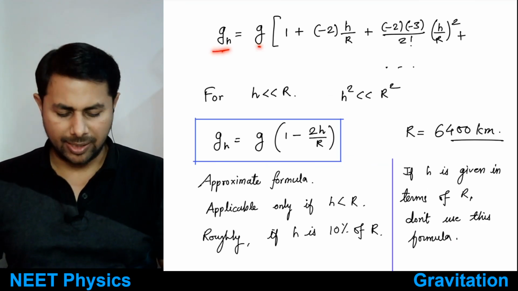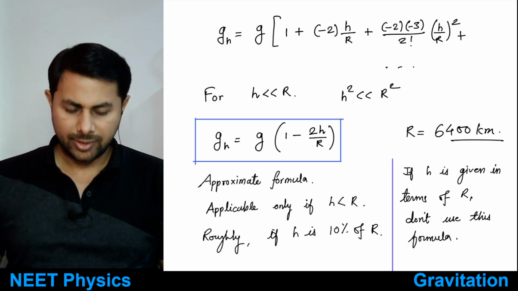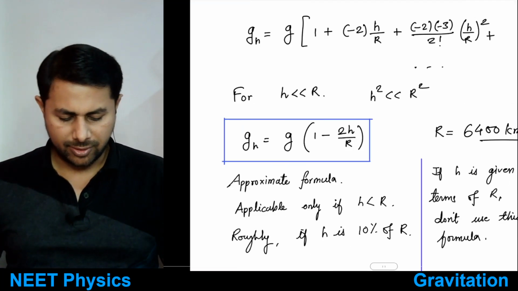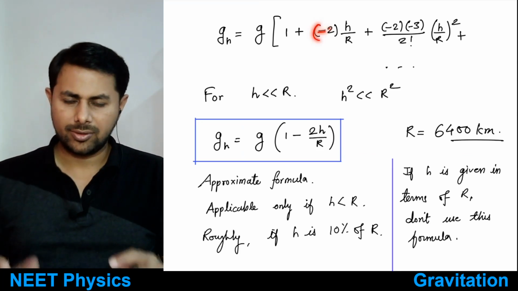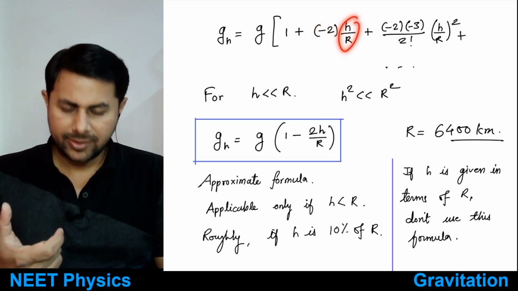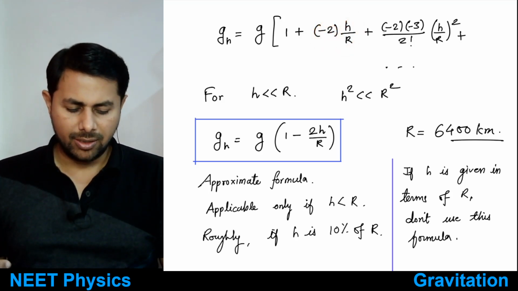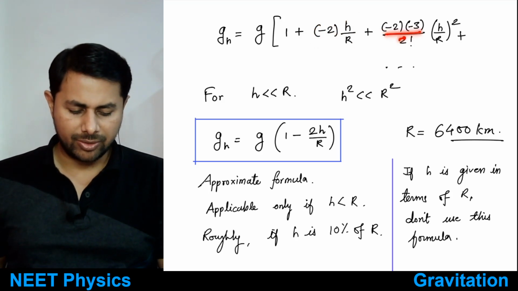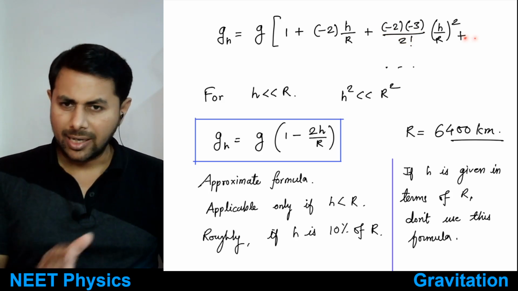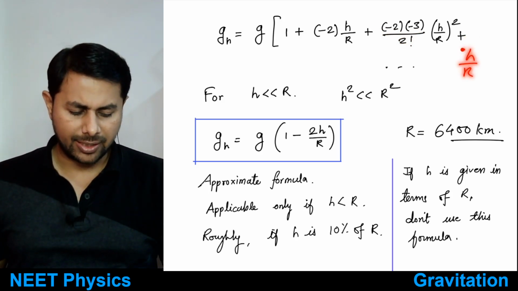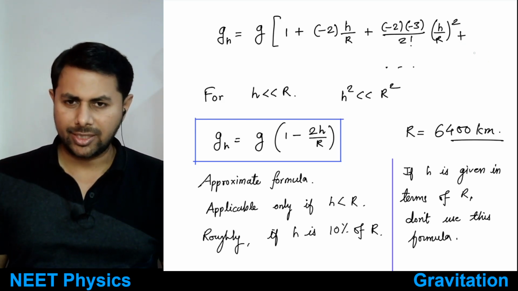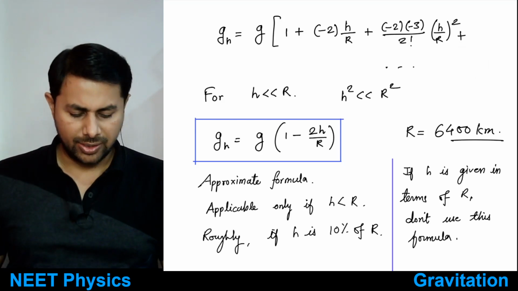g_h is equal to g multiplied by 1 plus n times x. That is, minus 2 times x, because your power is minus 2, so n is minus 2, where x is h by r, plus (minus 2 times minus 3) divided by 2 factorial, times (h by r) square, plus higher power terms of h upon r. In the next term (h by r) raised to 3 will be there, in the next (h by r) raised to 4, and so on.